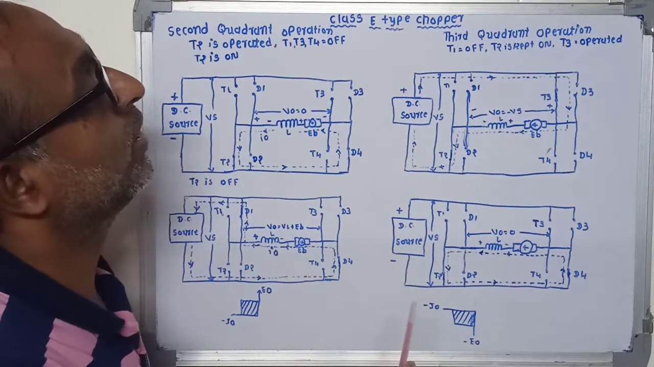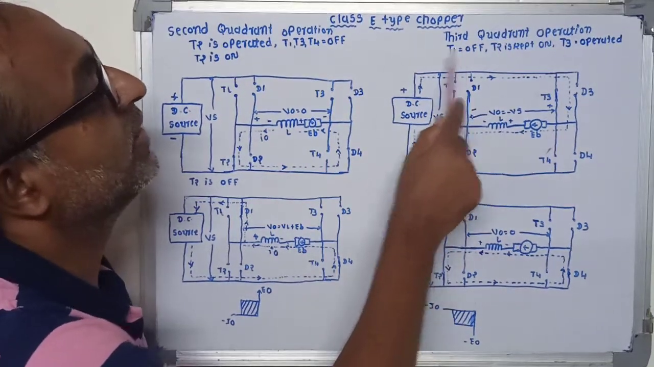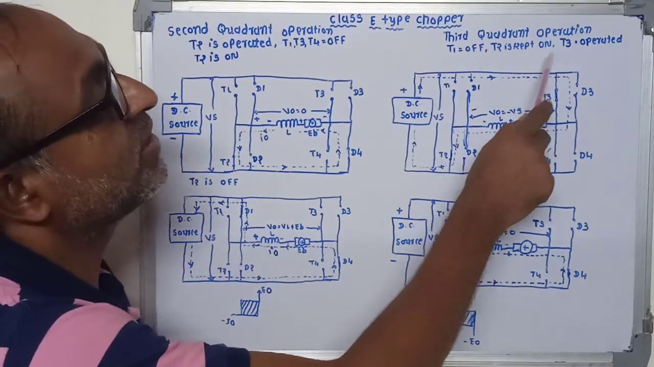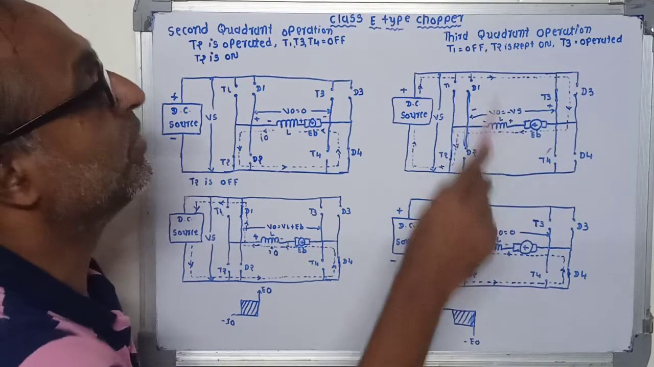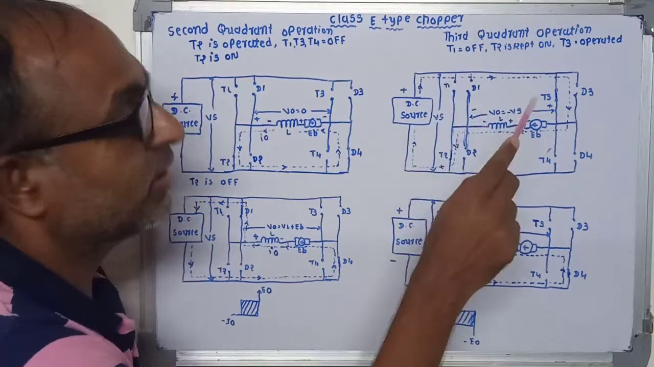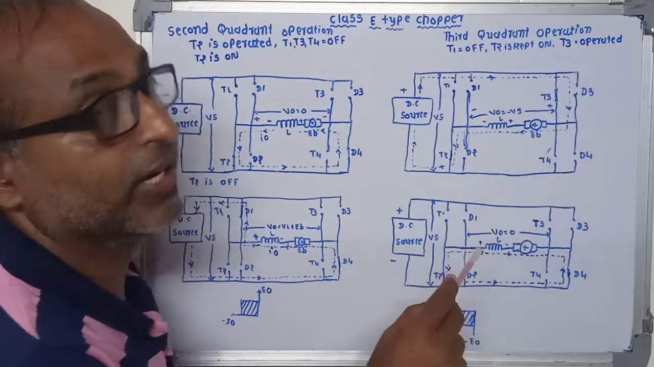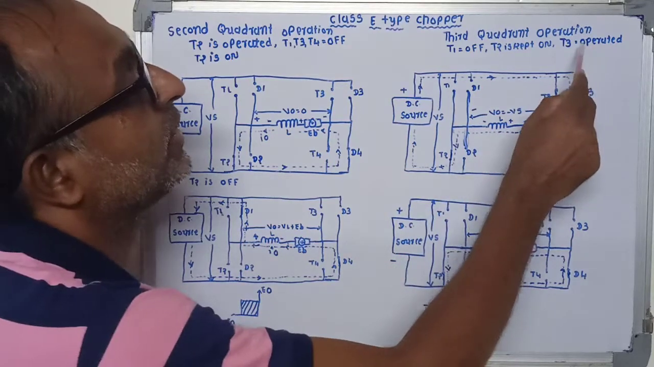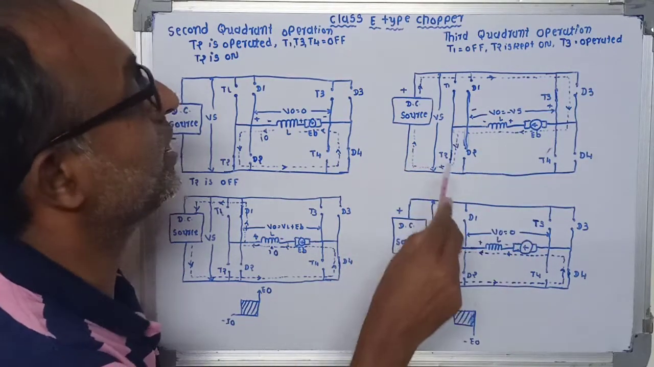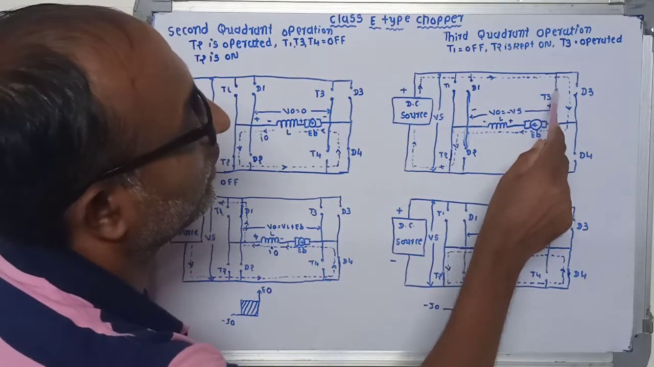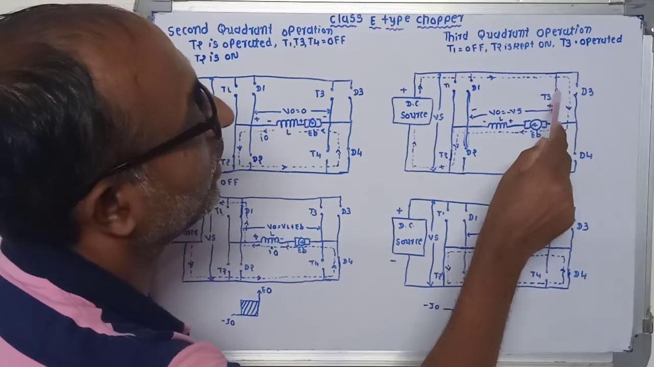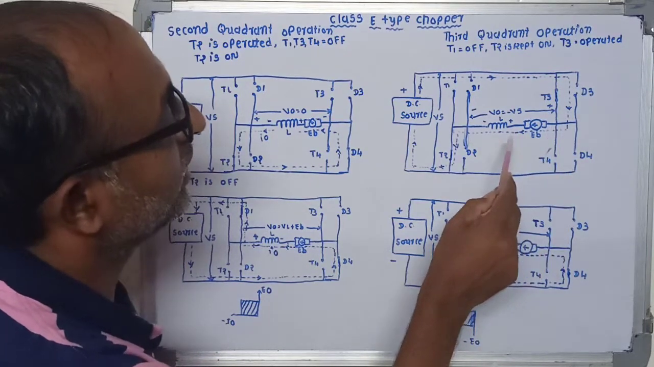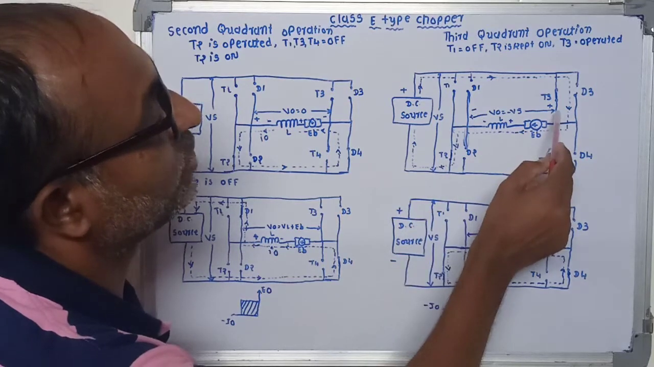Now in third quadrant operation, T1 is kept in off condition, T2 is kept in on condition, and T3 is operated. That means T1 is off, T2 is kept on in both conditions, and T3 is operated. Now when T3 is turned on, T3 is short circuited. So you can see T2 is already on, T3 is already on.